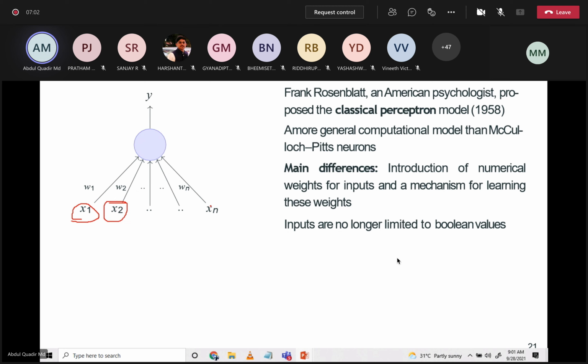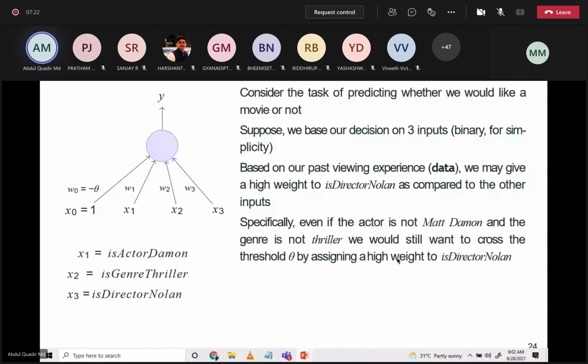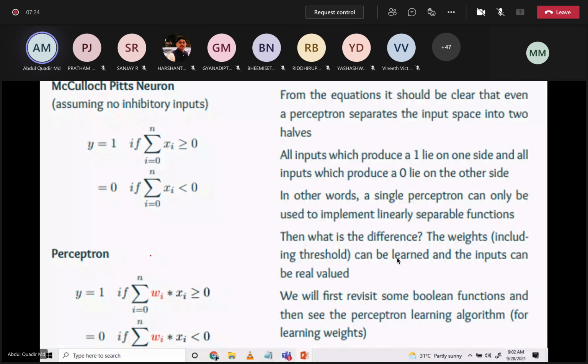So x1, x2 till xn. The difference between perceptron and MP neuron was the difference in the weights. In MP neuron, the weight was not given. Here the weight is given, and we saw all these equations. We multiplied our input with the weight, and checked whether it is greater than threshold or less than threshold. Then we compared MP neuron and perceptron.